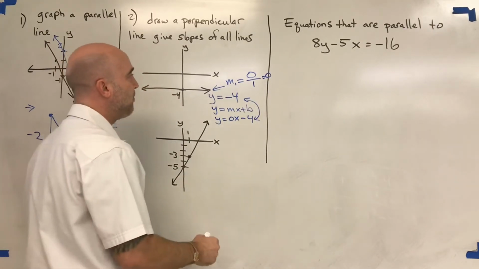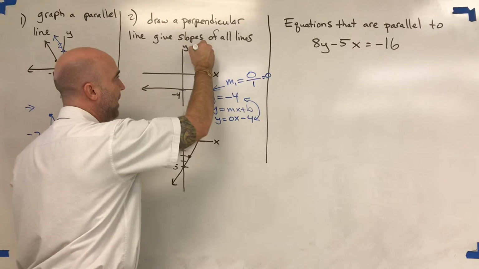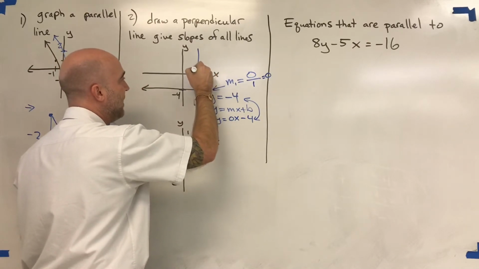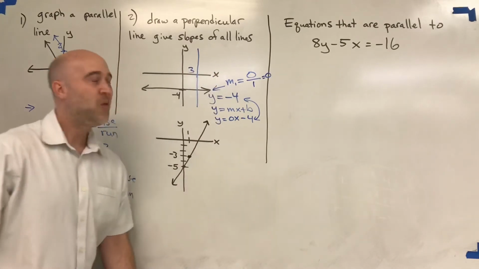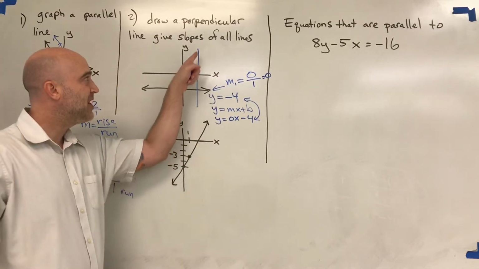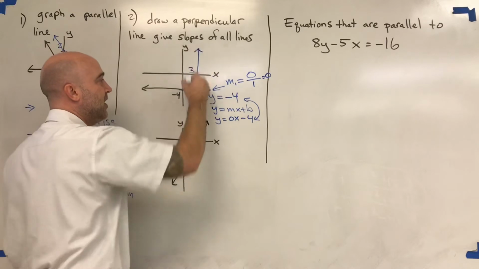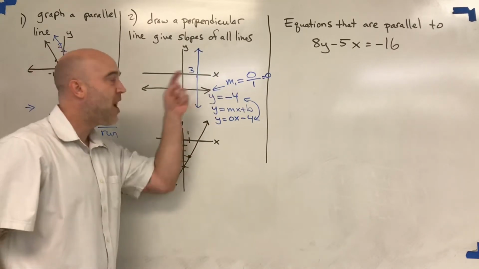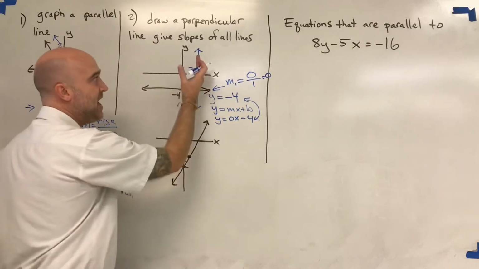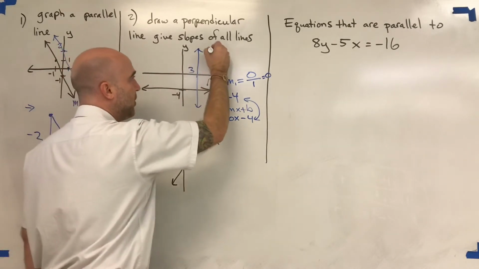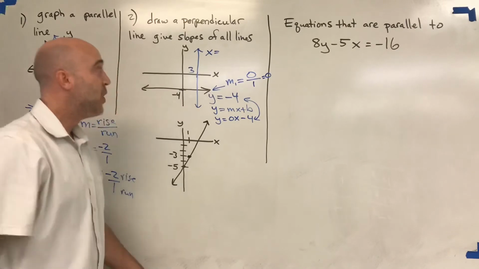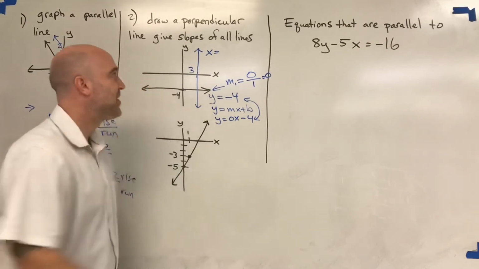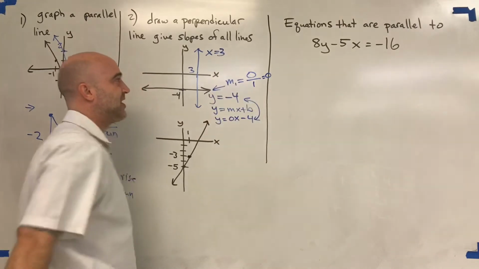Now, if I draw a perpendicular line, I'll go ahead and do this one. I'll make it cross at 3. Do you remember my trick? What's the equation of this line first? Well, it crosses the x-axis. It never touches the y-axis, so it's only x equals something. Where does it cross the x-axis? At 3. So, that's just the equation, x equals 3.